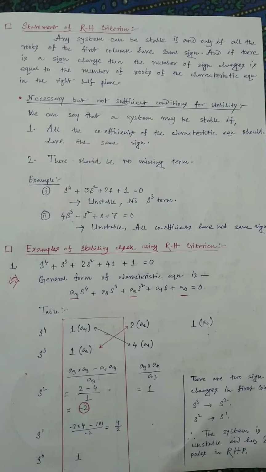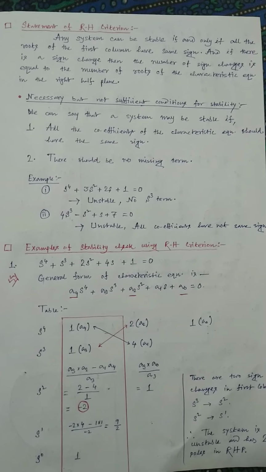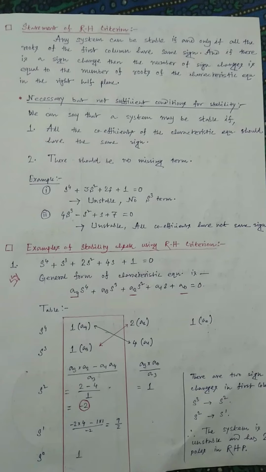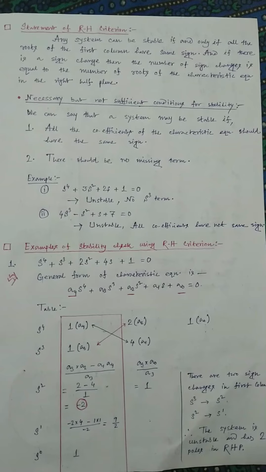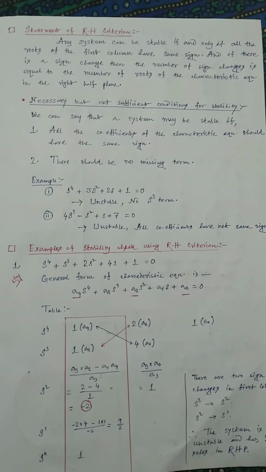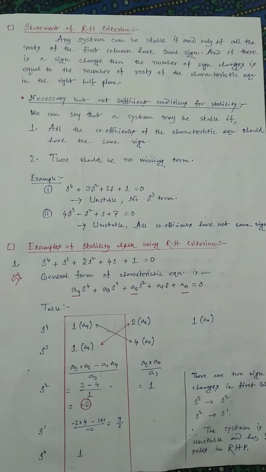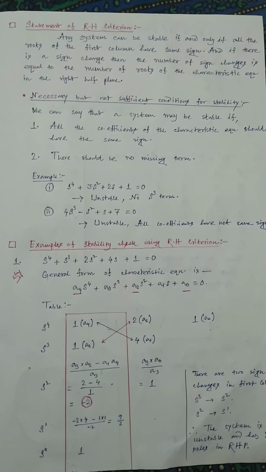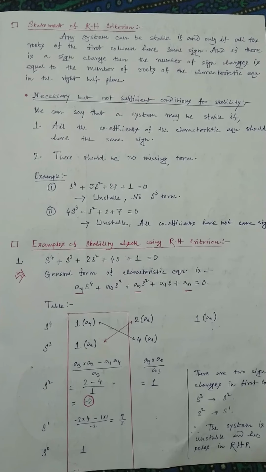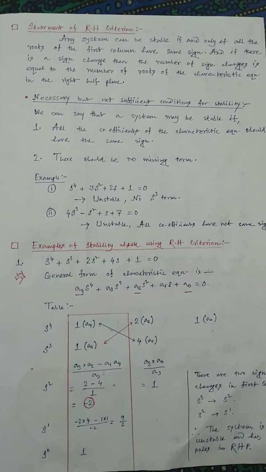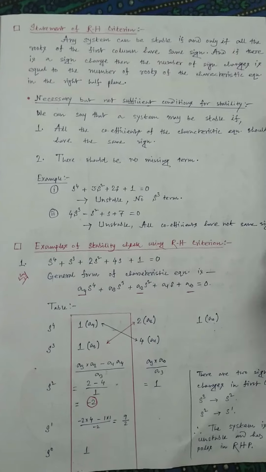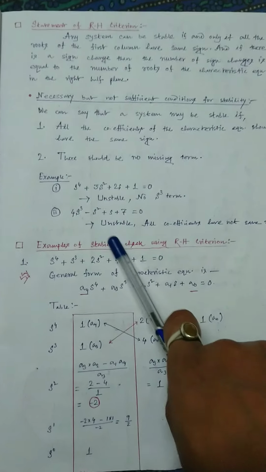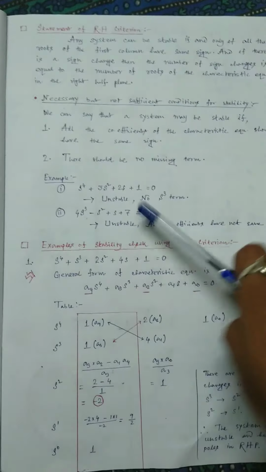First example: s to the power 4 plus 3s square plus 2s plus 1 equals 0. This system is unstable because there is no s cube term. And in the second example, 4s cube minus s square plus s plus 7 equals 0. This system is also unstable because here the coefficients of s cube, s and s to the power 0 are positive, but the coefficient of s square, that is minus 1, is negative. So this system is unstable.